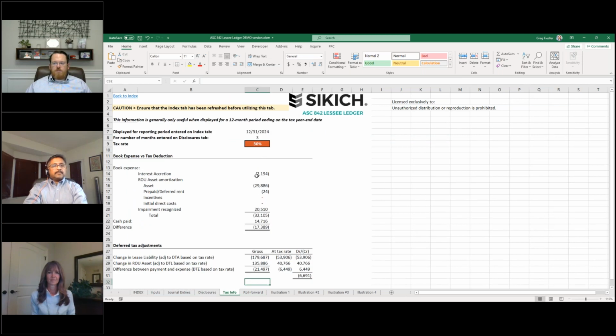We also have information to help you with tax calculations and adjustments. This was one of the lessons learned from early adopters, that they didn't realize how hard it would be to get the tax information back out of their ASC 842 balances, because they used to be separate general ledger accounts, and now they're included and baked into that right of use asset balance. So making sure that you're able to get that information quickly is important.